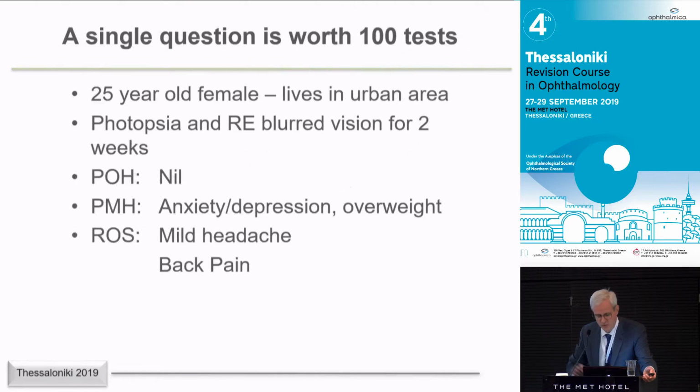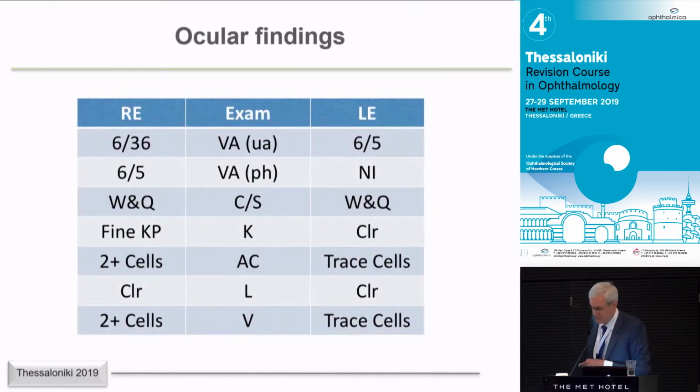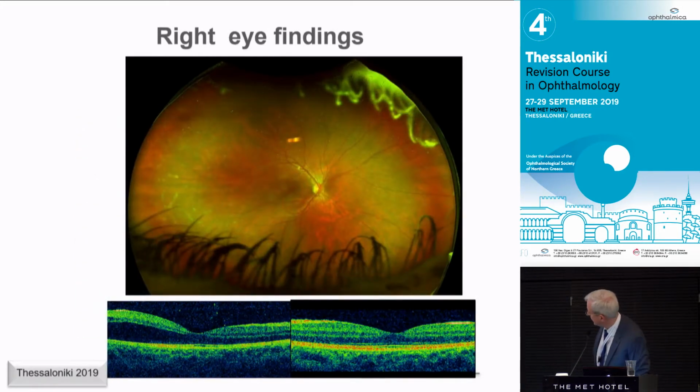And this is just one more example, a kind of fun example. This is a 25-year-old female, lives in a very urban area in London. She has photopsia and blurred vision. There's really nothing in the medical history that we thought. She's got reduced vision on the right side, a couple of KPs, AC activity, some vitritis. She's got some intraretinal fluid. This is the left for comparison. A bit of peripheral vasculitis.